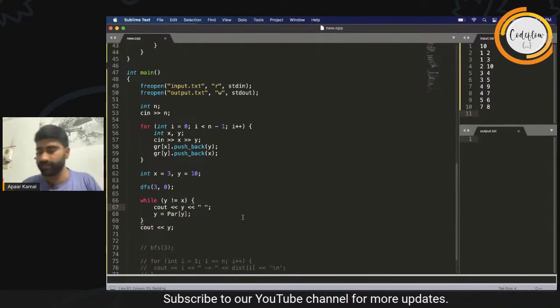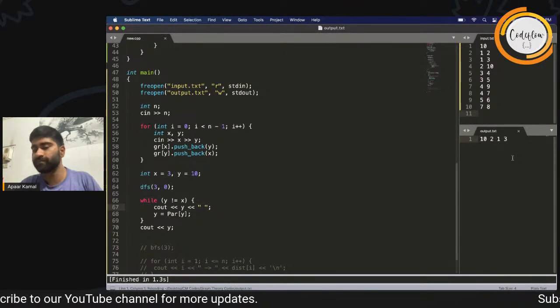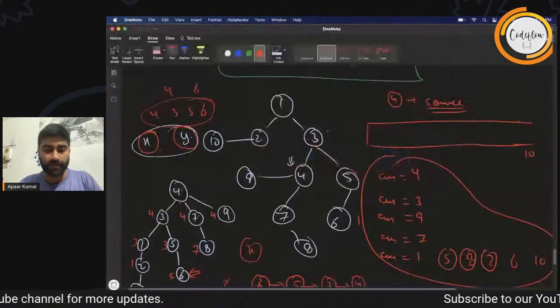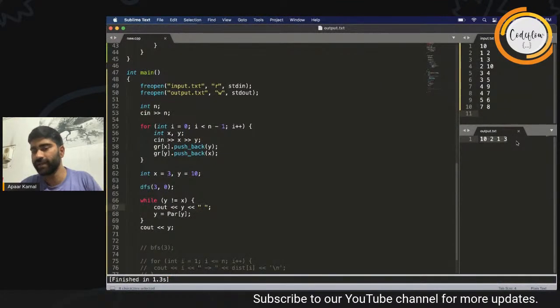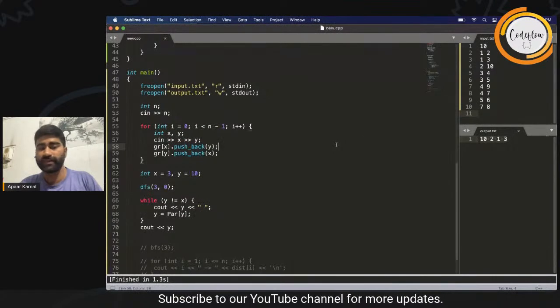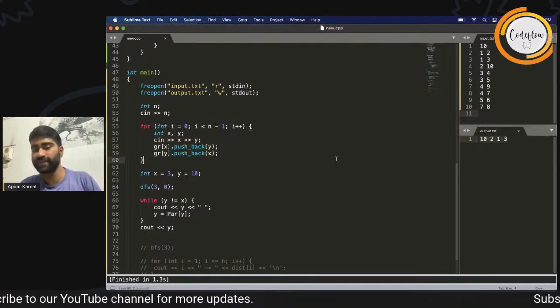So let's build this. We can see the path from 10 to 3 is 10, 2, 1, and 3. So here is your answer, right? I hope you got this. Why do we need to make any one of those nodes a root node?